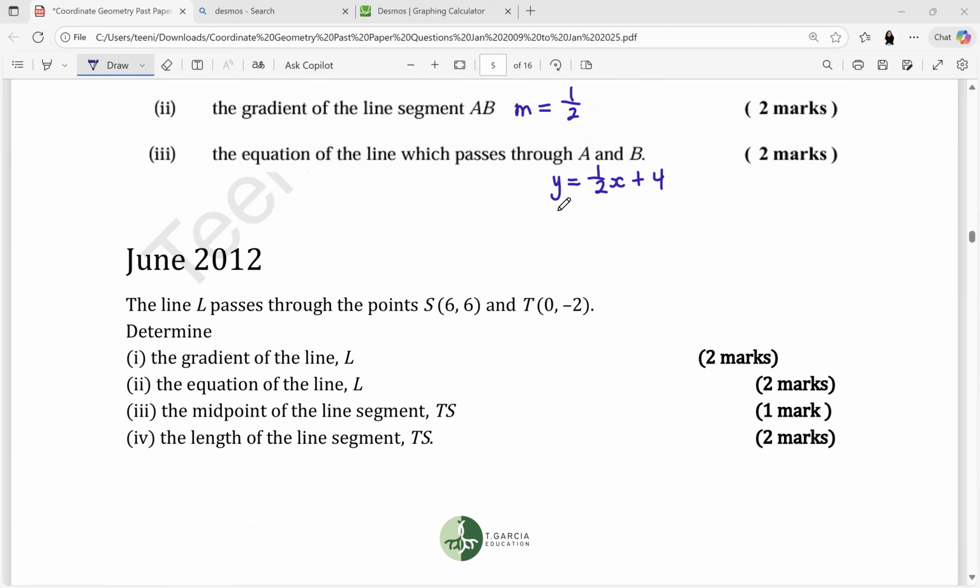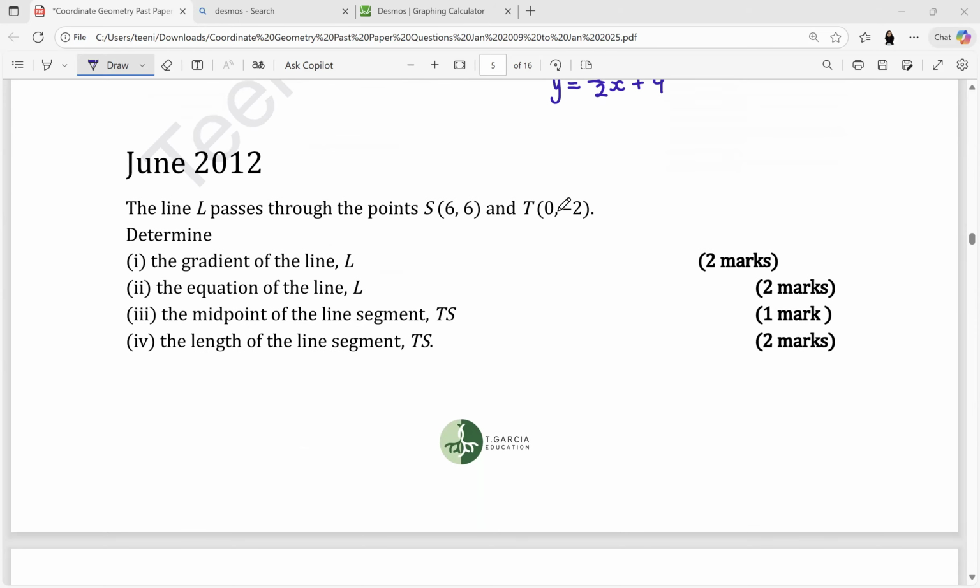Right. So June 2012, let's look at this question. Guys, I want you all to try this one for me, please. Find the midpoint of the line segment TS and the length of the line segment TS. You have to use the midpoint formula and the length formula for those two. But try it out now. Try out this question, June 2012. I'm going to pause the recording while you try it, and then I'll go through it completely with y'all.